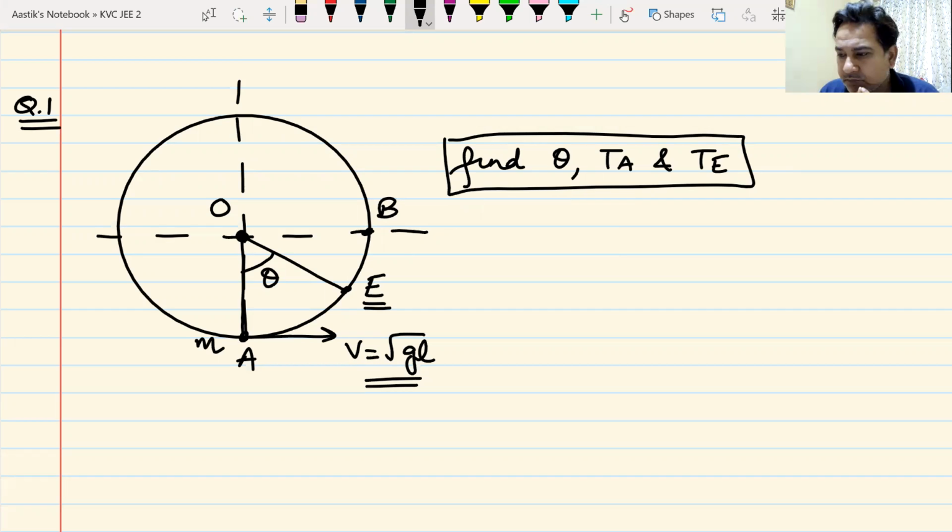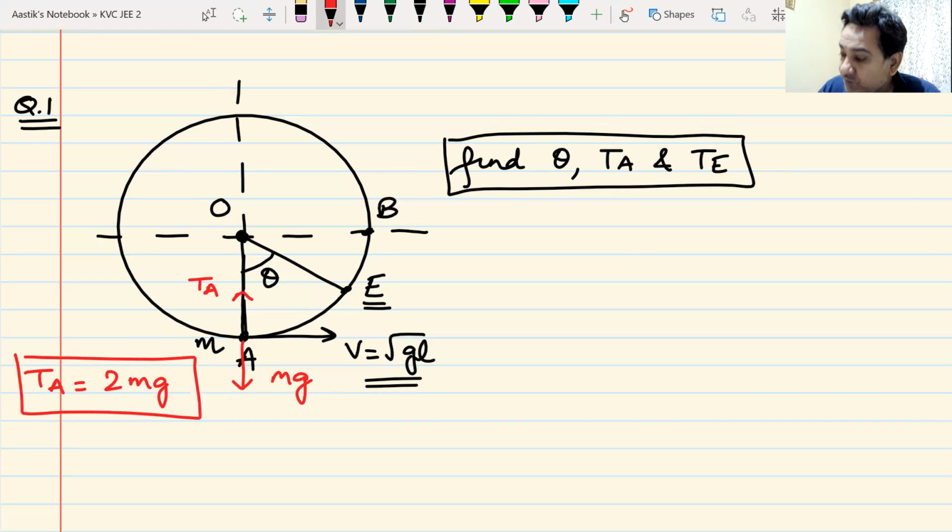Sir, TA equals 2 mg. Okay, so I have the first answer. How do I get TA? This is TA. This is mg. You will make the equation for the centripetal force. TA minus mg is m VA square by L. That is correct. From there, you will get the value of TA as 2 mg. Well done. So far, so good. T equals mg cos theta.